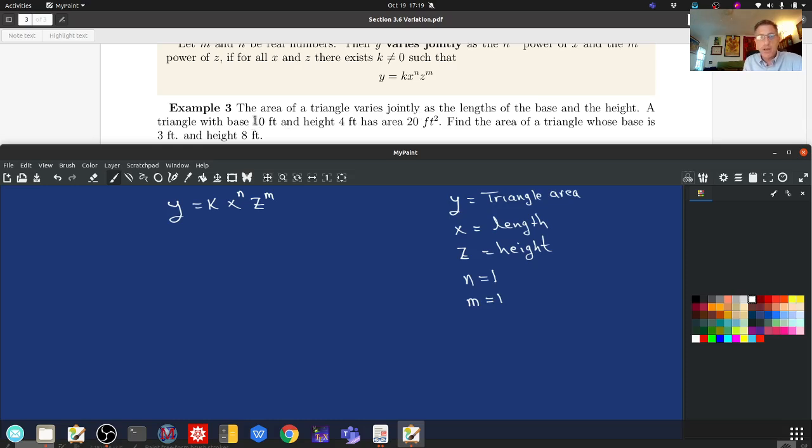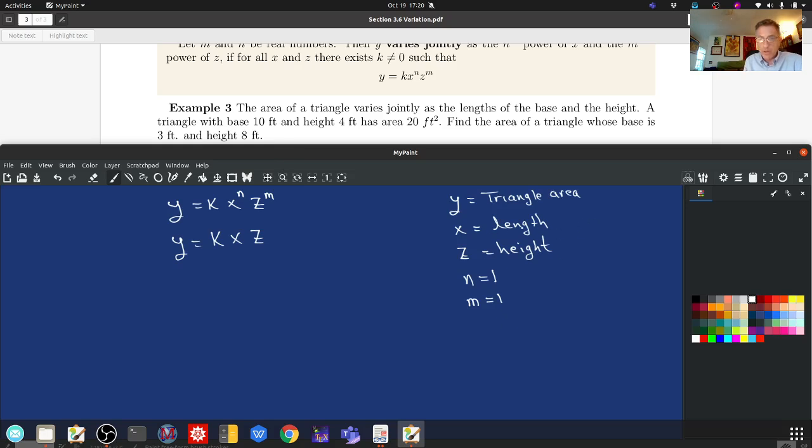If it had been otherwise, they may have said the volume, say, of a triangle, that doesn't really exist, varies jointly, well, not in the sense that we understand it, varies jointly as the lengths of the base squared and the height cubed. Then my n value would be 2 and my m value would be 3. But here it's just the lengths of the base and the height. So I have y equals k times x times z. So I have to find my k value.